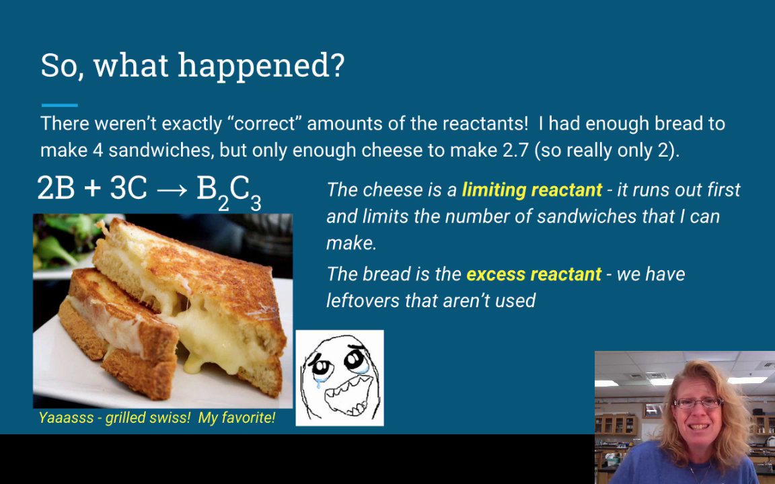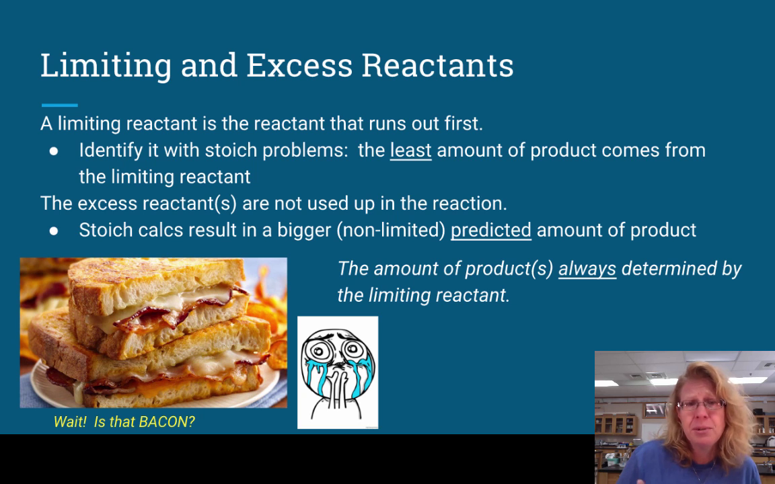The one that had the least number of sandwiches, the 2.7, or actually 2 in this case, is the limited amount of product. So it's got to have the limiting reactant. The one that's too big, that's just fantasy land there. Man, 4 sandwiches. Aren't you hungry? Okay, so how do you do this?